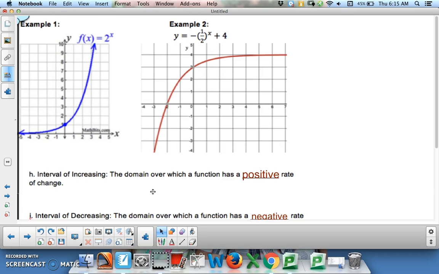If you look at a graph and as you move from left to right, if you start at the left and work your way right, if this is getting lower, then that would be decreasing.